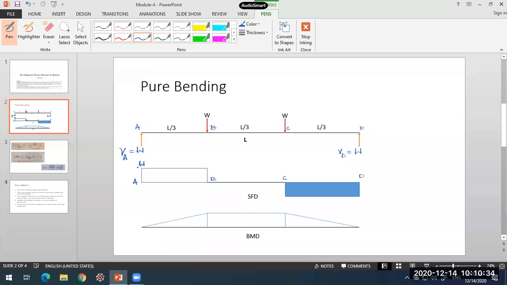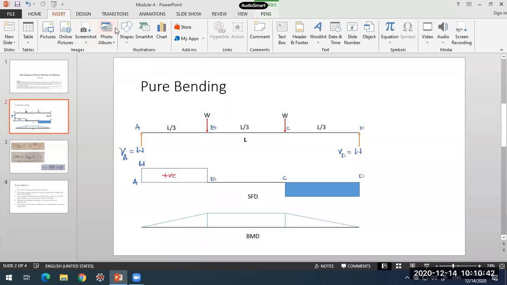I hope you are now good enough with this calculation of shear force and bending moment. If I look at that section and try this calculation, the first section I have taken is over here.